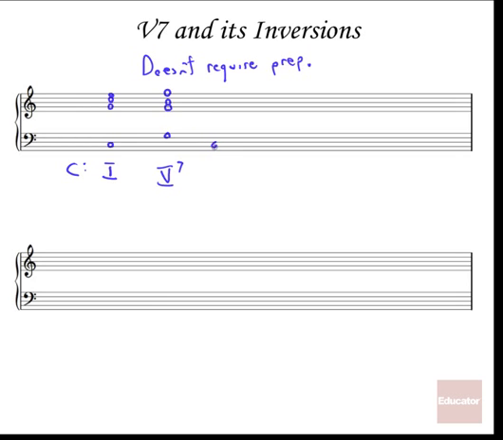But the resolution is, of course, very important. So the dominant chord, again, resolving back to I, which means we keep the common tone and move the leading tone to C and resolve the 7th down to E. So resolution.